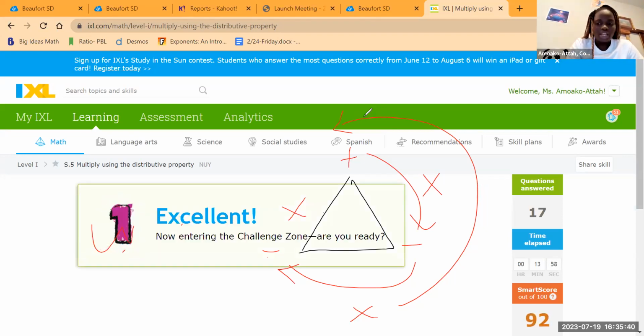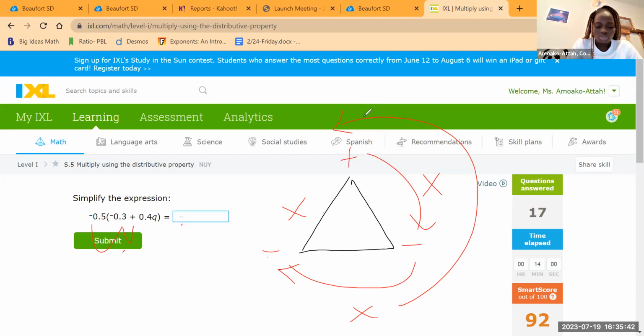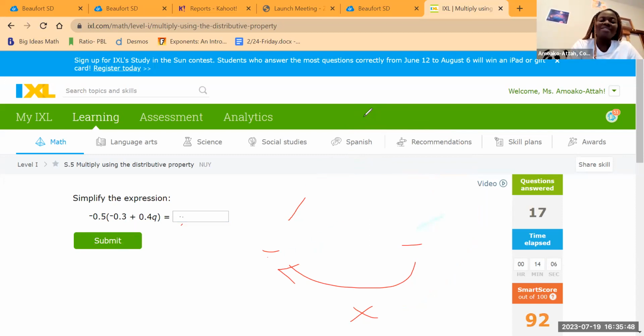Oh, the challenge zone. This is the challenge zone. Now we've entered into the challenge zone. And these are decimals. So guys, again, I've also taught you how to multiply decimals, right?